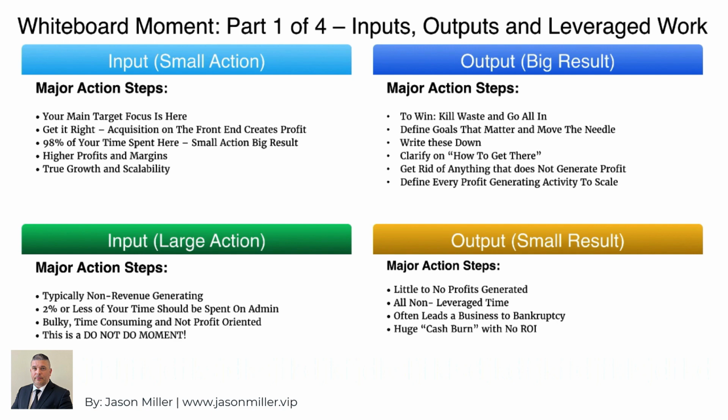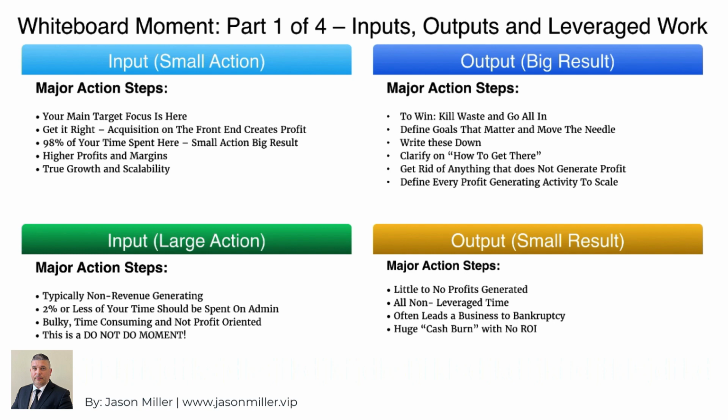So, first and foremost, we're going to talk about inputs, small actions, outputs, big result. Okay. We want a small action to create a big result. Okay. And how do we do that? Well, let's talk about a small action on the input side. Okay. This is your main target. This is your focus. You want to put the least amount of actions or things that you do to that front input to create a larger output. Okay. So you want to get this right.